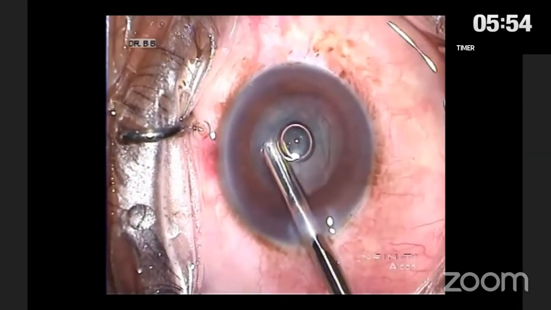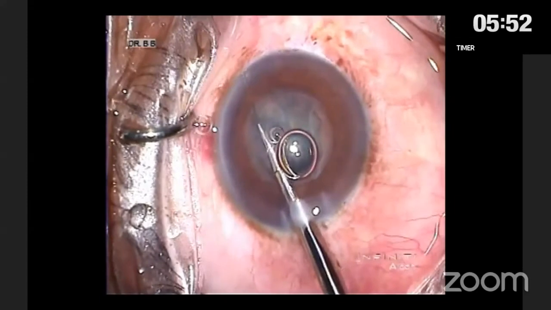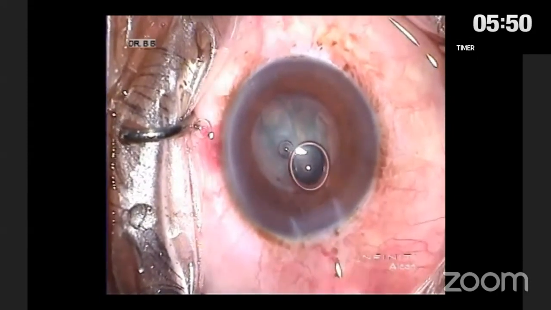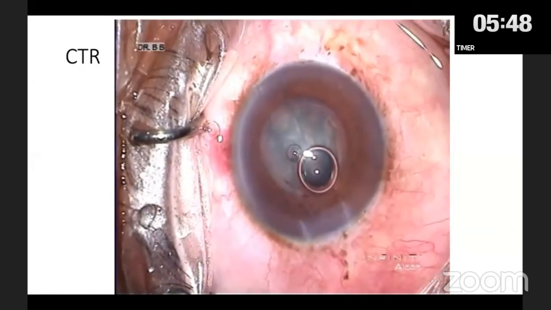Remember, sometimes a CTR can increase the area of subluxation. So if you plan to do a CTR before doing phacoemulsification, you better put in capsular hooks and then the CTR.